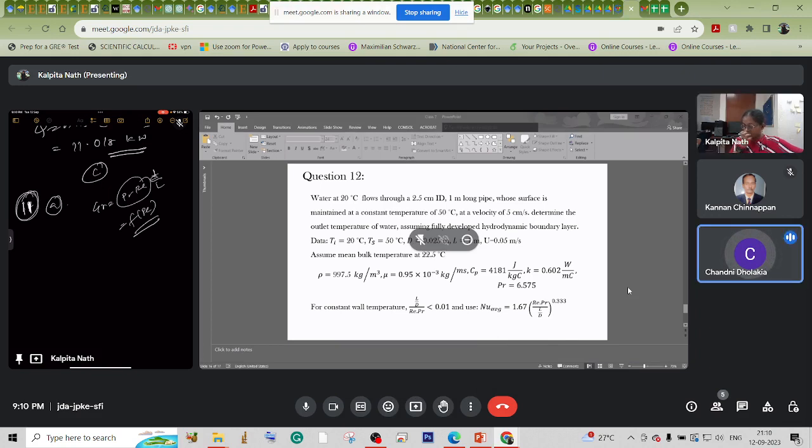Understood? Or do you have any doubt? Ma'am, if (L by D) upon (Reynolds number into Prandtl number) is less than 0.01, then we can use the Nu average, and we'll get hD by k. Then we'll get h from there, so h A delta T. Then we can do the energy balance, that is m Cp delta T is equal to h A delta T. In h A delta T, it will be surface temperature minus mean temperature of fluid, and for m Cp delta T, it will be outlet minus inlet temperature. The inlet temperature is already given as Ti. So T naught minus Ti. From there we can clearly find out T naught, right?